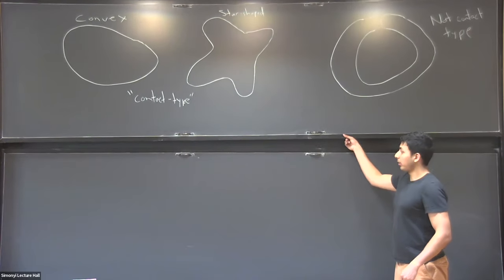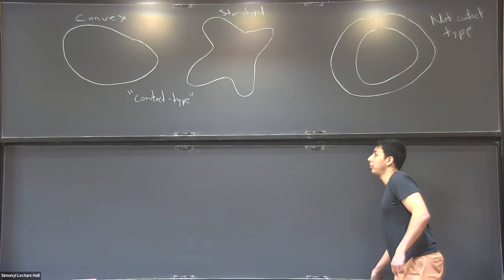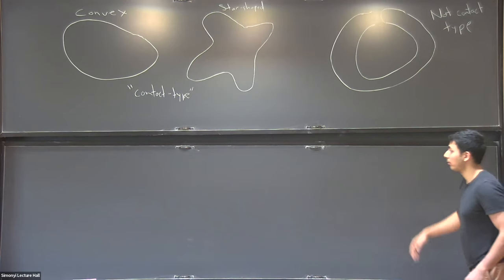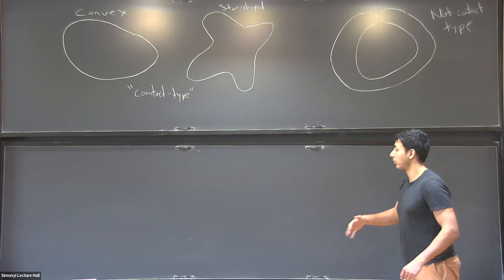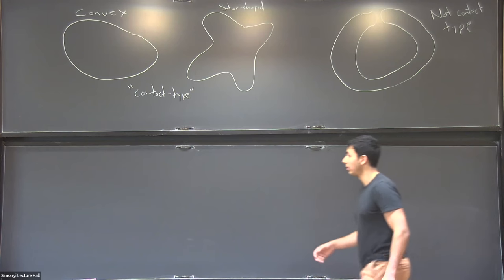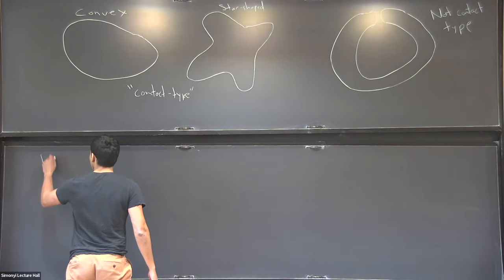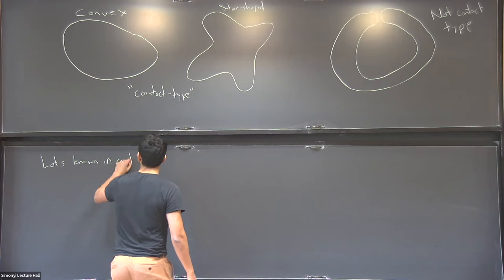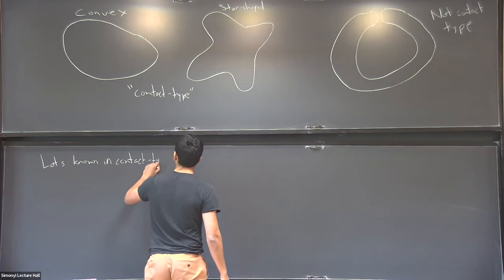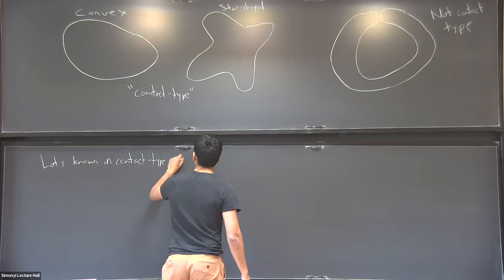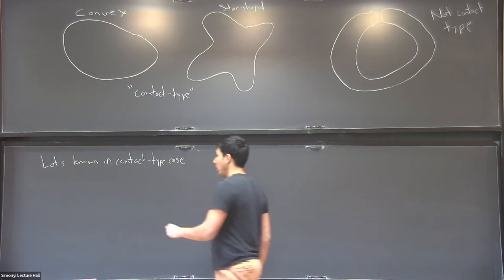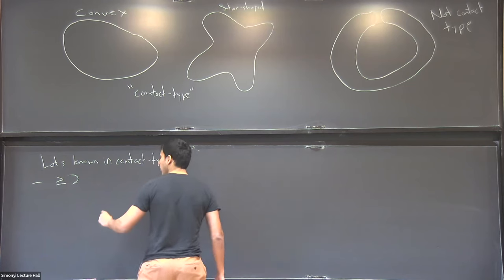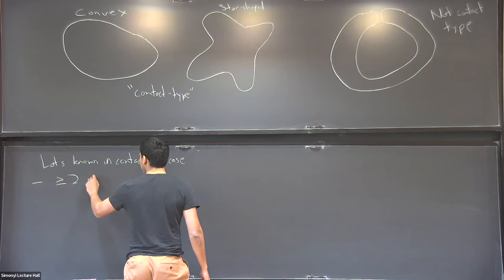Okay. So there's quite a lot known by now about the dynamics of 3D contact type hypersurfaces. There's way too many names. I'll try and write a good chunk of them. So, for example, it's known that any contact type hypersurface has at least two simple periodic orbits.